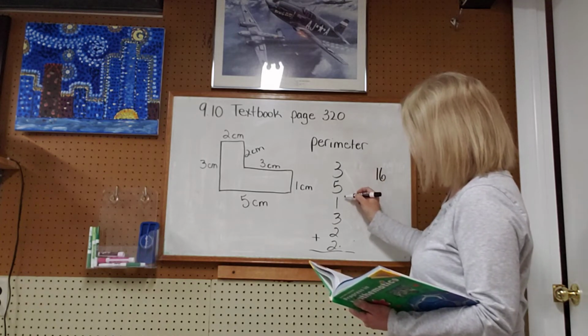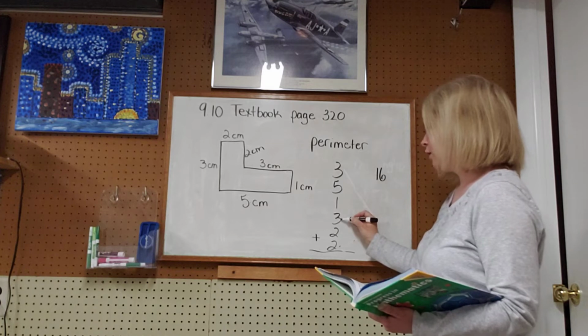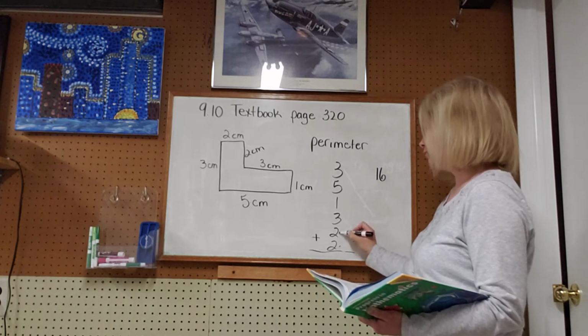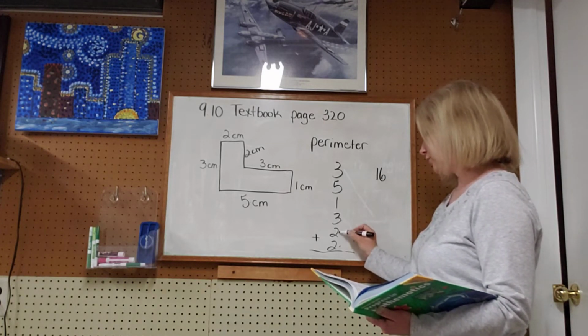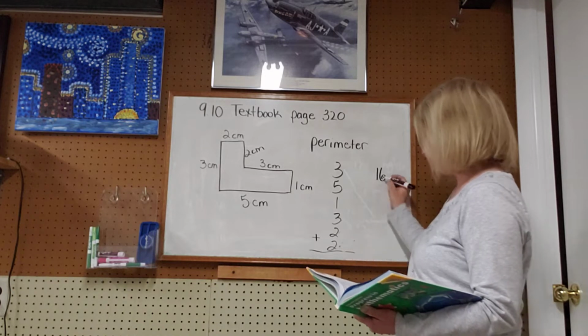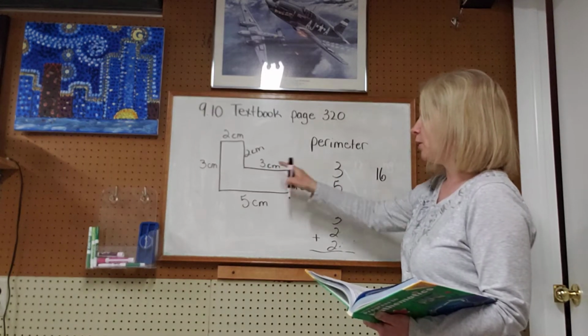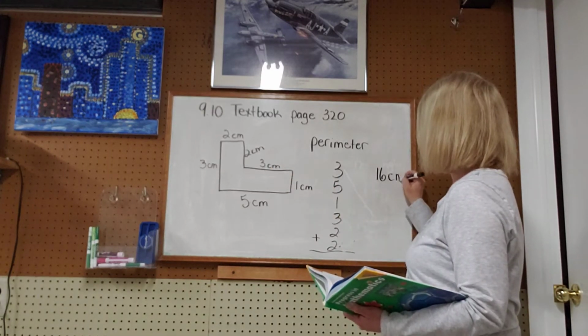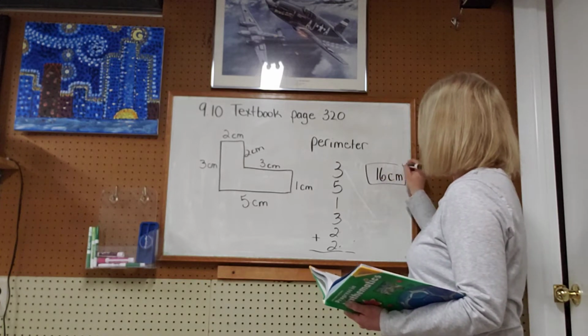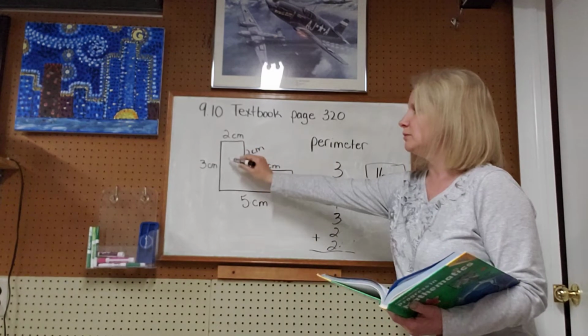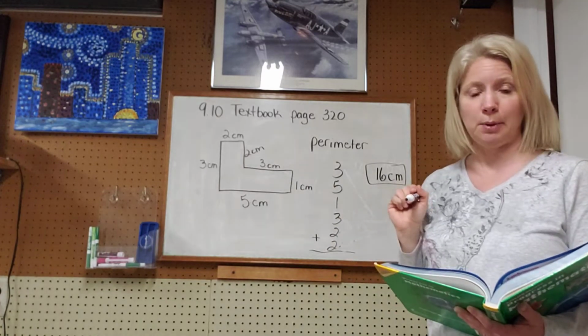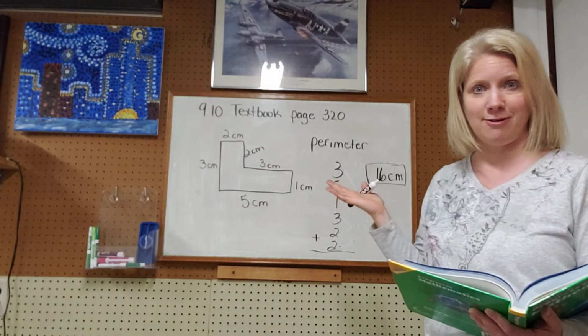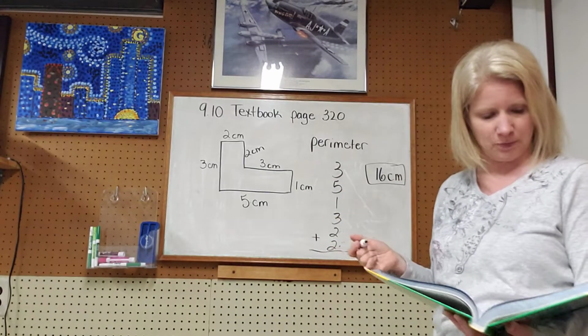3 plus 5 is 8, plus 1 more is 9, plus 3 more is 12, 13, 14, 15, 16. 16, and make sure you always write your unit, 16 centimeters. So the perimeter of this shape is 16 centimeters. Easy enough, right? You just add all your numbers together.